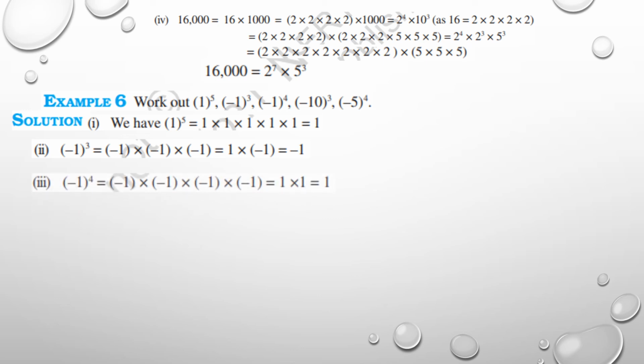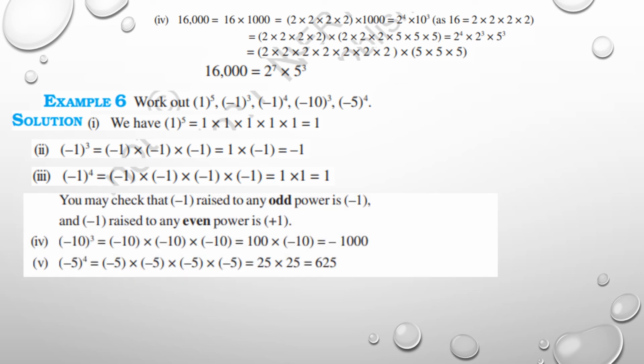The third question, negative 1 raised to the power 4. Here, we need to multiply negative 1 four times. 4 is an even number. Therefore, even number of times if you multiply a negative, you will be getting a positive number. Therefore, here 1 is multiplied 4 times. Therefore, the answer is positive 1 itself. You may check that negative 1 raised to an odd power is negative 1 and negative 1 raised to any even power is positive 1.